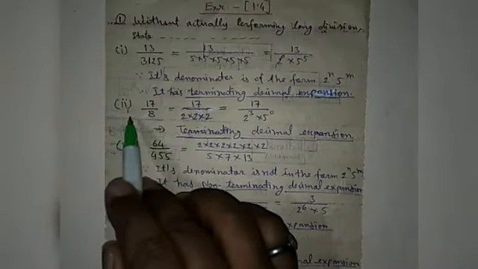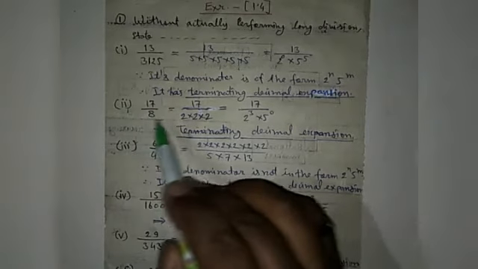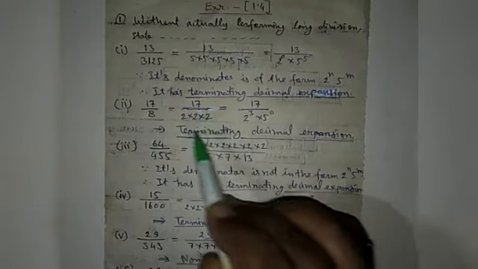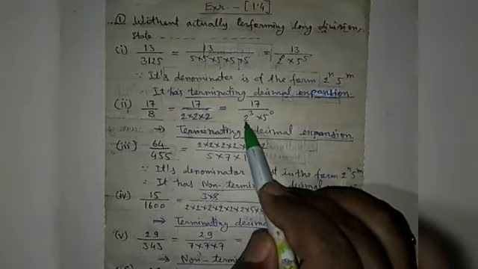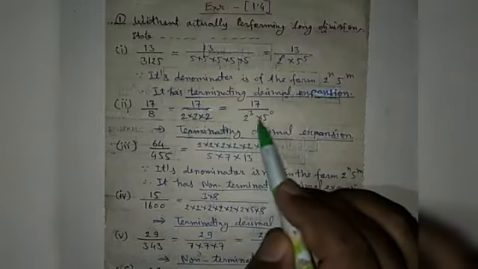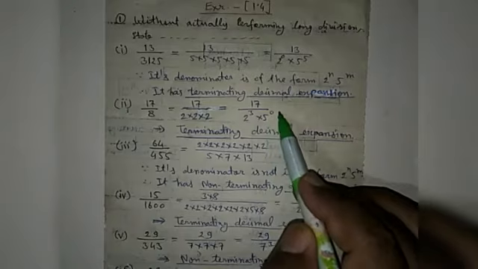Now the second part, 17 upon 8. Here if you factorize the denominator you will get 17 upon 2 power 3. So here 5 is absent, so you have to write into 5 power 0. So here also it is in the form of 2 power n and 5 power m. So it is also a terminating decimal expansion.